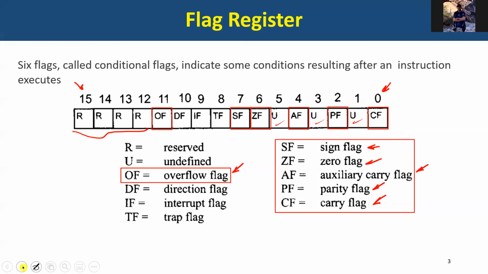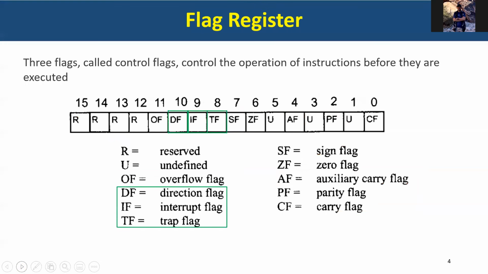And there are also other flags, the green ones here, which are basically control flags. You remember, guys, I said in our first slide that some instructions act differently based on some bits in the flag register. These are the bits that I'm talking about: the direction flag, interrupt flag, and trap flag. We're gonna discuss those in the future.